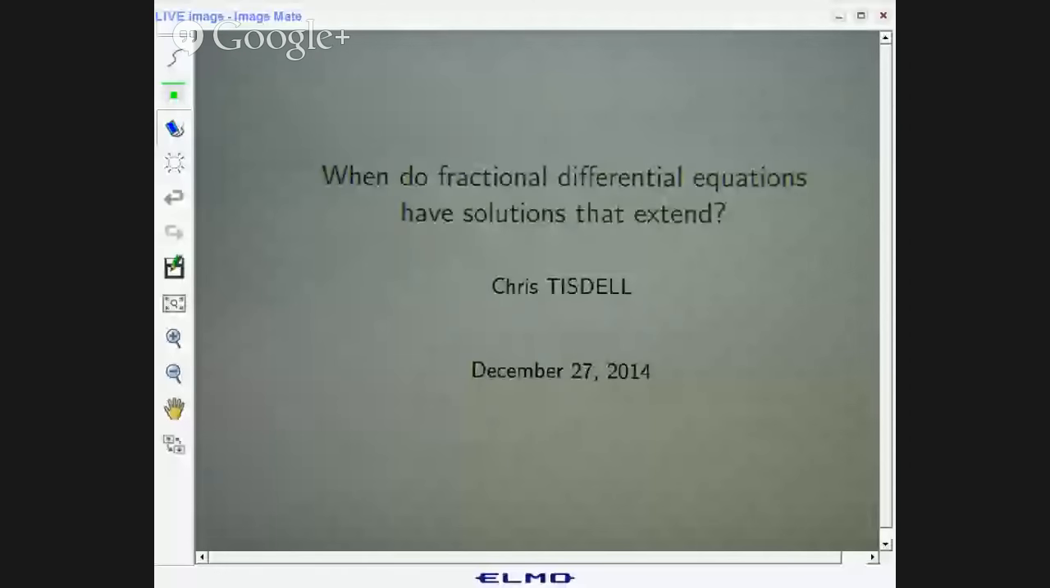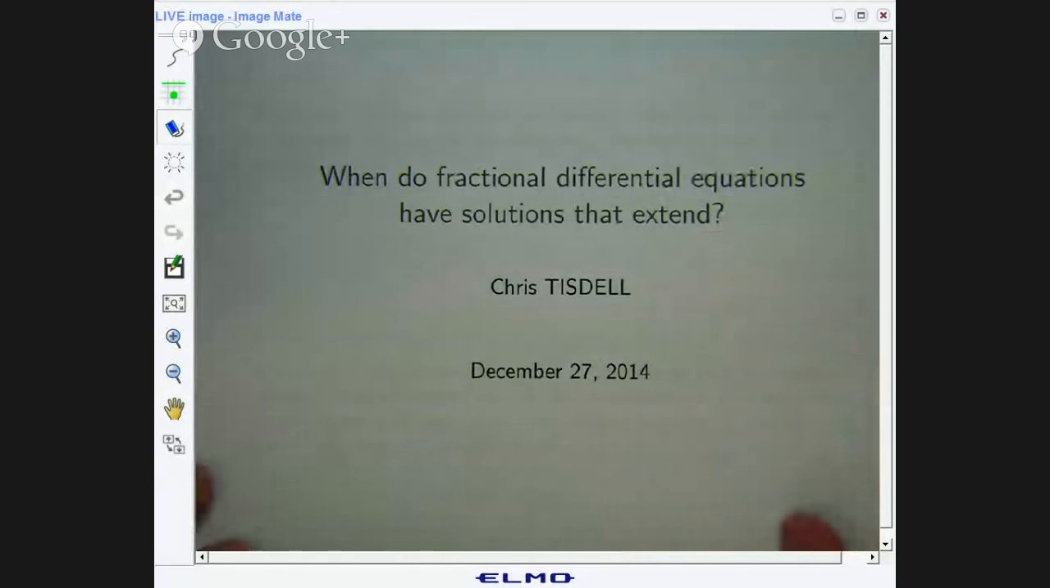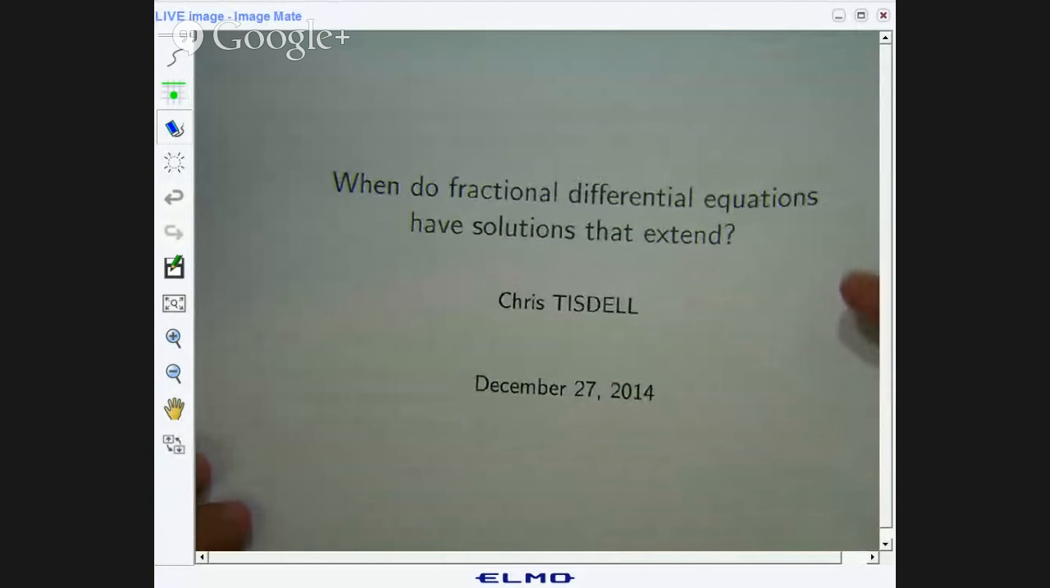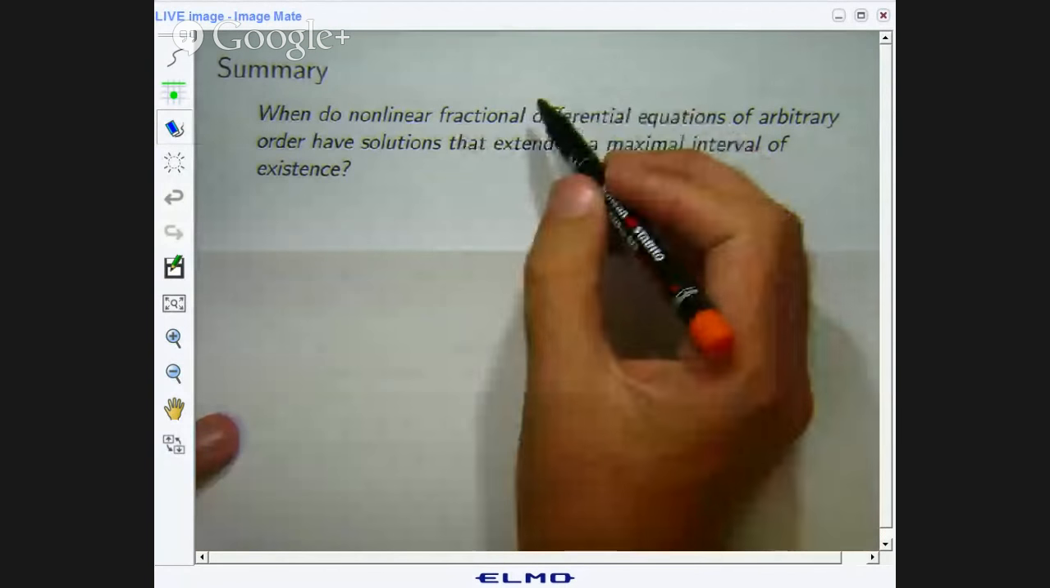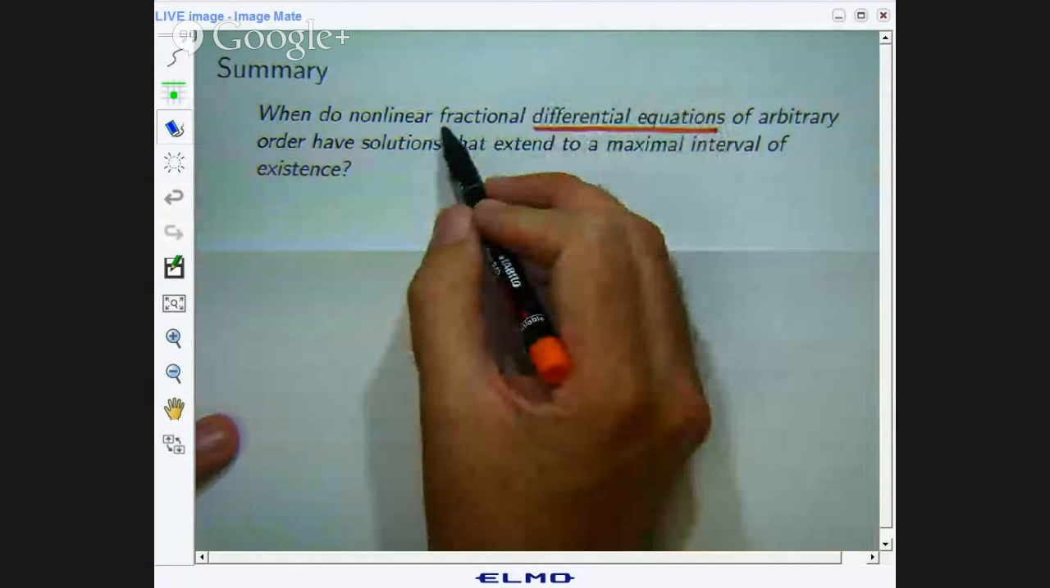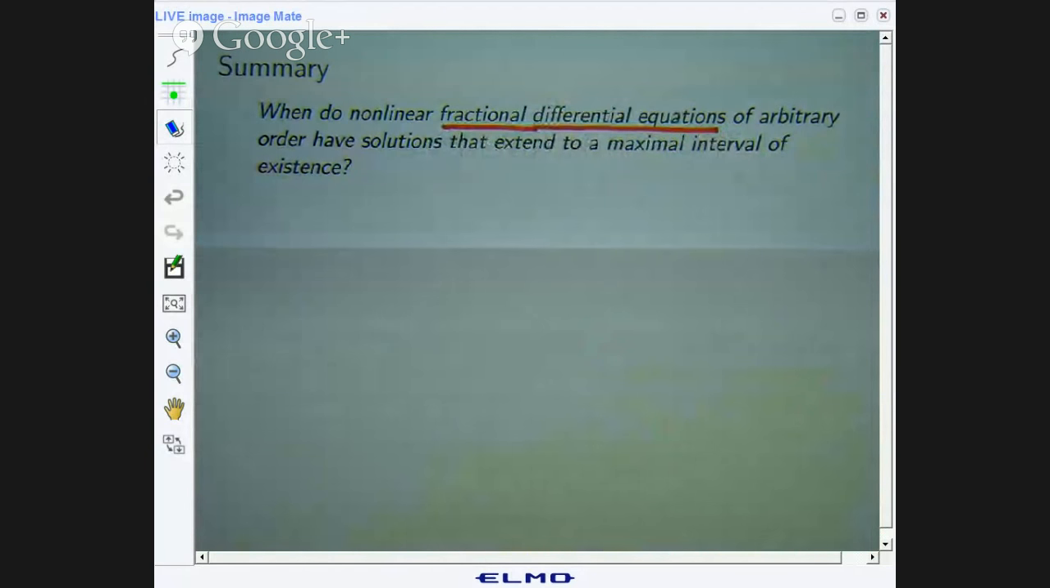Okay, when do fractional differential equations have solutions that extend? So I won't be giving a full answer to this, but I'll be giving a partial answer. All right, so first of all, we know what a differential equation is. The idea of a fractional differential equation is just the idea of a derivative that doesn't have to be a whole number. So for example, you could have a derivative that is order 1/2 or order 3/4 or order 5/3. These are the ideas known as fractional derivatives. And when you have a fractional derivative, then you can couple it with the right-hand side and you can form a fractional differential equation.